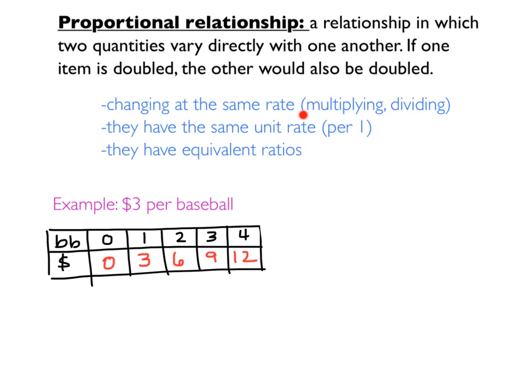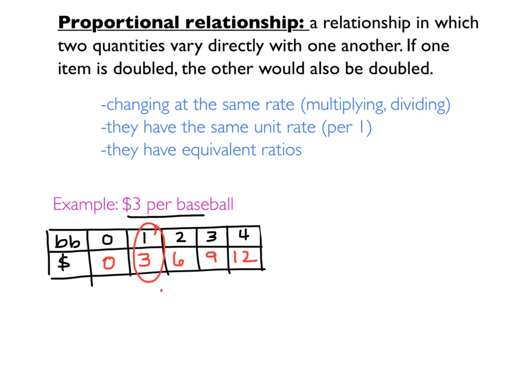So they have to be changing at the same rate, they have the same unit rate, and they have equivalent ratios. For an example, let's say I tell you it costs $3 per baseball. So 0 baseballs would cost 0, 1 would be 3. This is a proportional relationship because it's changing by that same rate every time, $3 per baseball. There also are equivalent ratios.